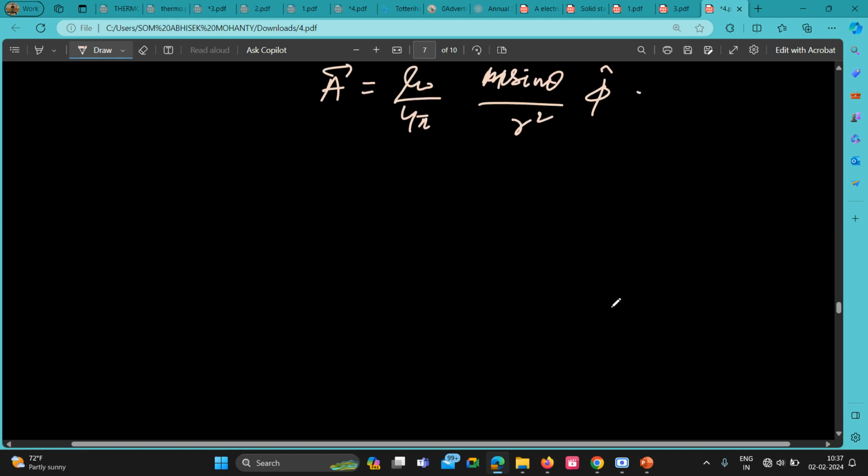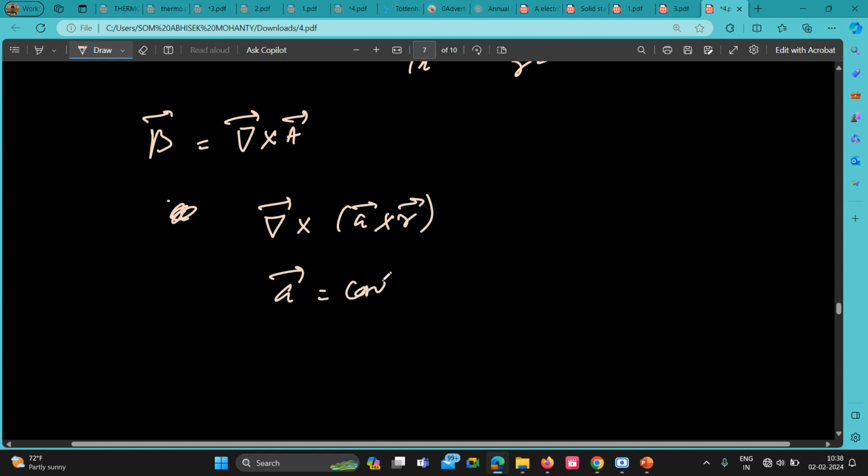Okay. So B we know is del cross A, right? There is another formula: del cross (A cross r), where A is a constant vector, is 2A vector. So these things might come in useful someday.